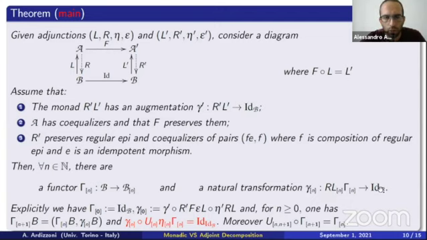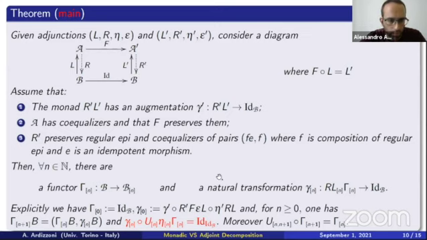So what we are going to pick is just a new augmentation, this one, which is obtained composing the starting one by this natural transformation, which is nothing but a monad morphism between the two monads associated to these adjunctions.